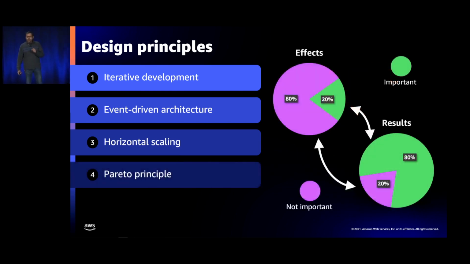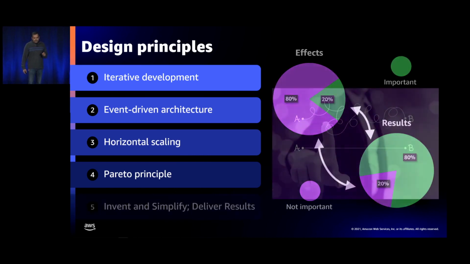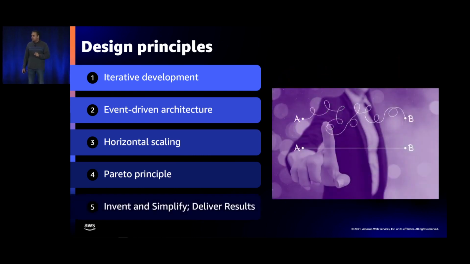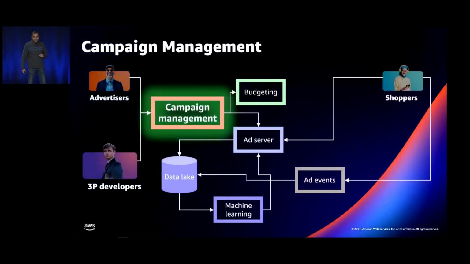Next, we focused on the majority of the benefits. Do not make perfect the enemy of good. And lastly, we stuck to the Amazon leadership principles. We continued to invent and simplify and deliver results as we went about. Now let's go deeper into our campaign management system.